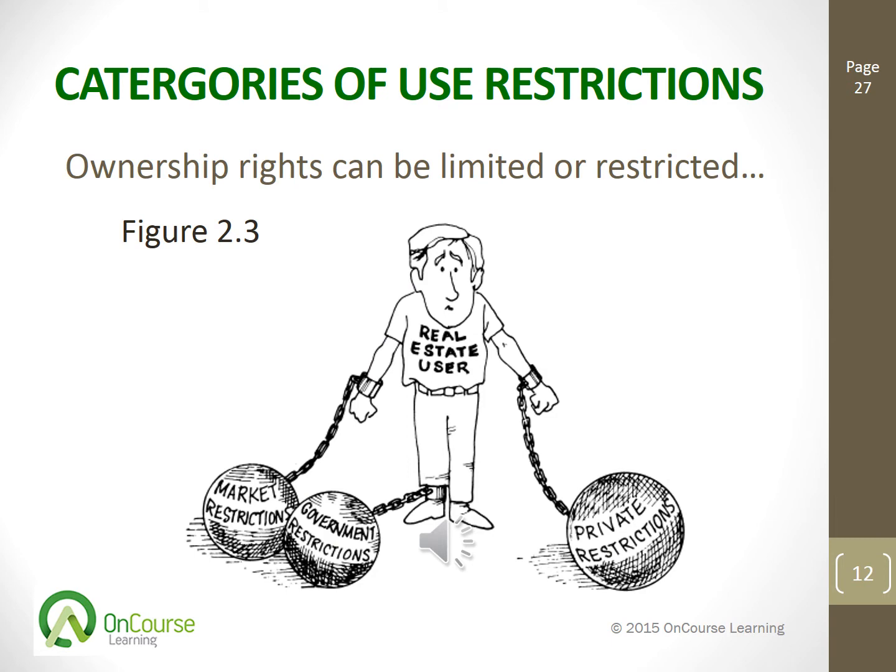Well, we're talking about categories of use restrictions. Ownership rights can be limited or restricted. It shows the poor property owner there in this little graphic with the private and government and market restrictions holding him down. And the first thing we're going to talk about in this is the government restrictions, and we'll go to the next slide to do that.